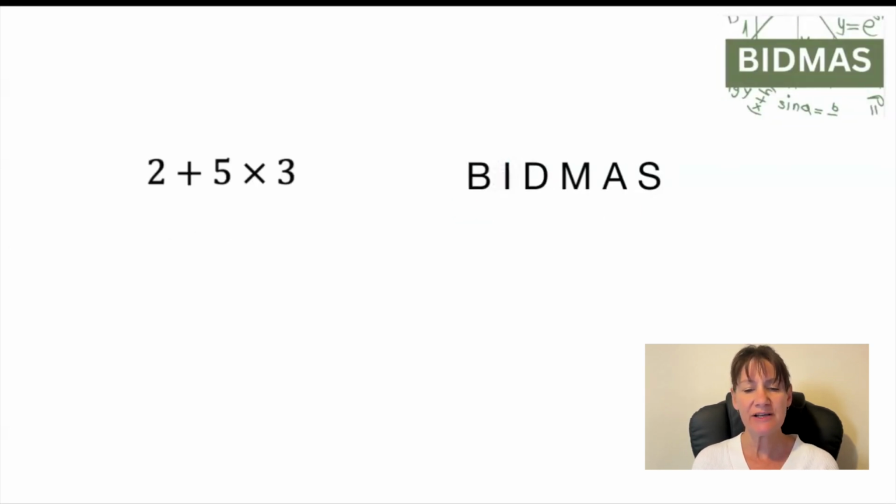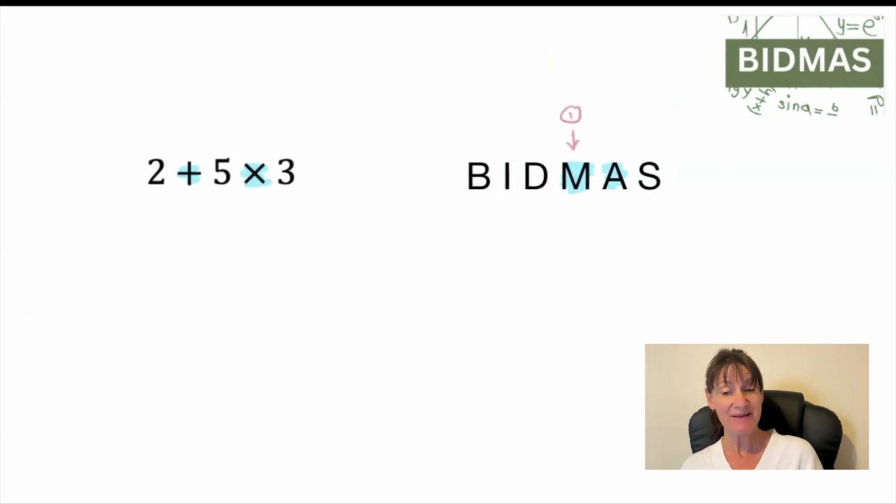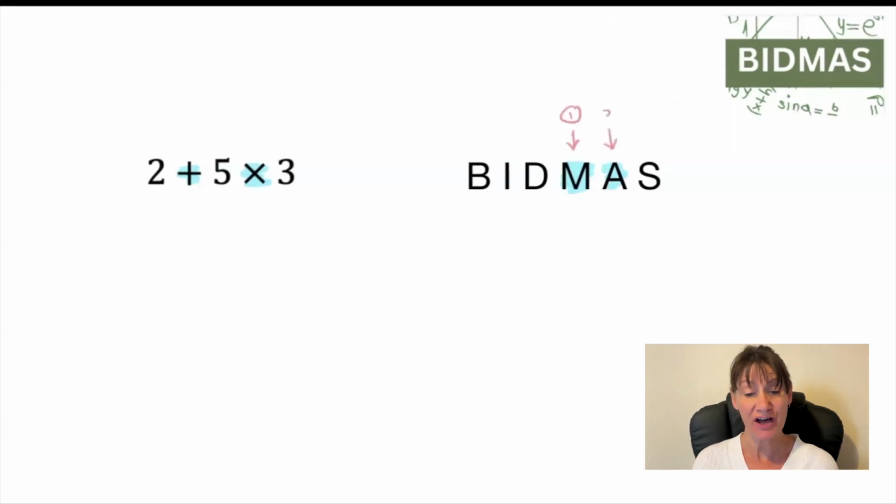Okay, so let's look at our first example. We've got 2 plus 5 times 3. The best thing to do is just to highlight what you've got in your question. We've got an add and a times. So I'm going to highlight that in the word itself. And you can see that the M comes before the A. So I'm going to do the M first. So I'll go back to my question. And I have got 5 times 3, which I know is 15.